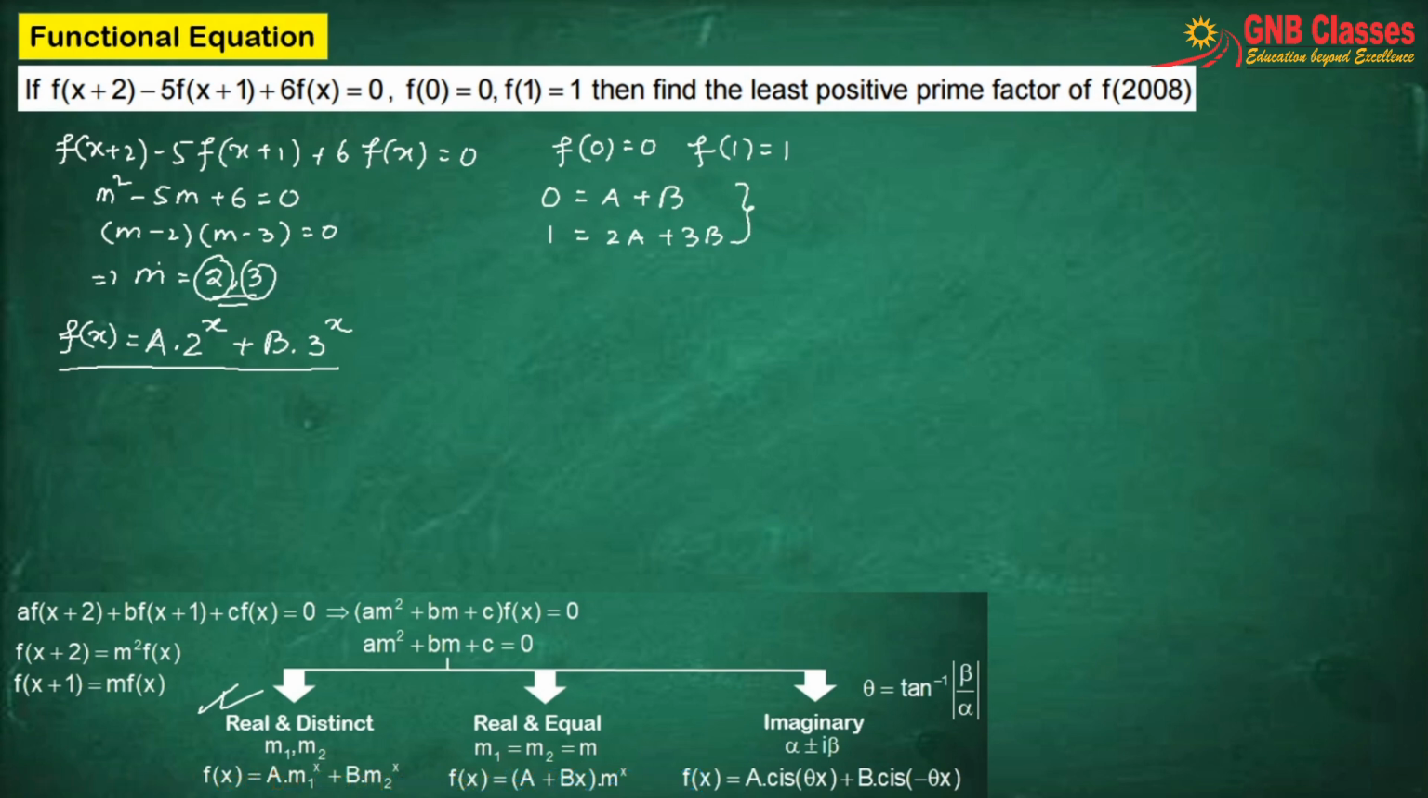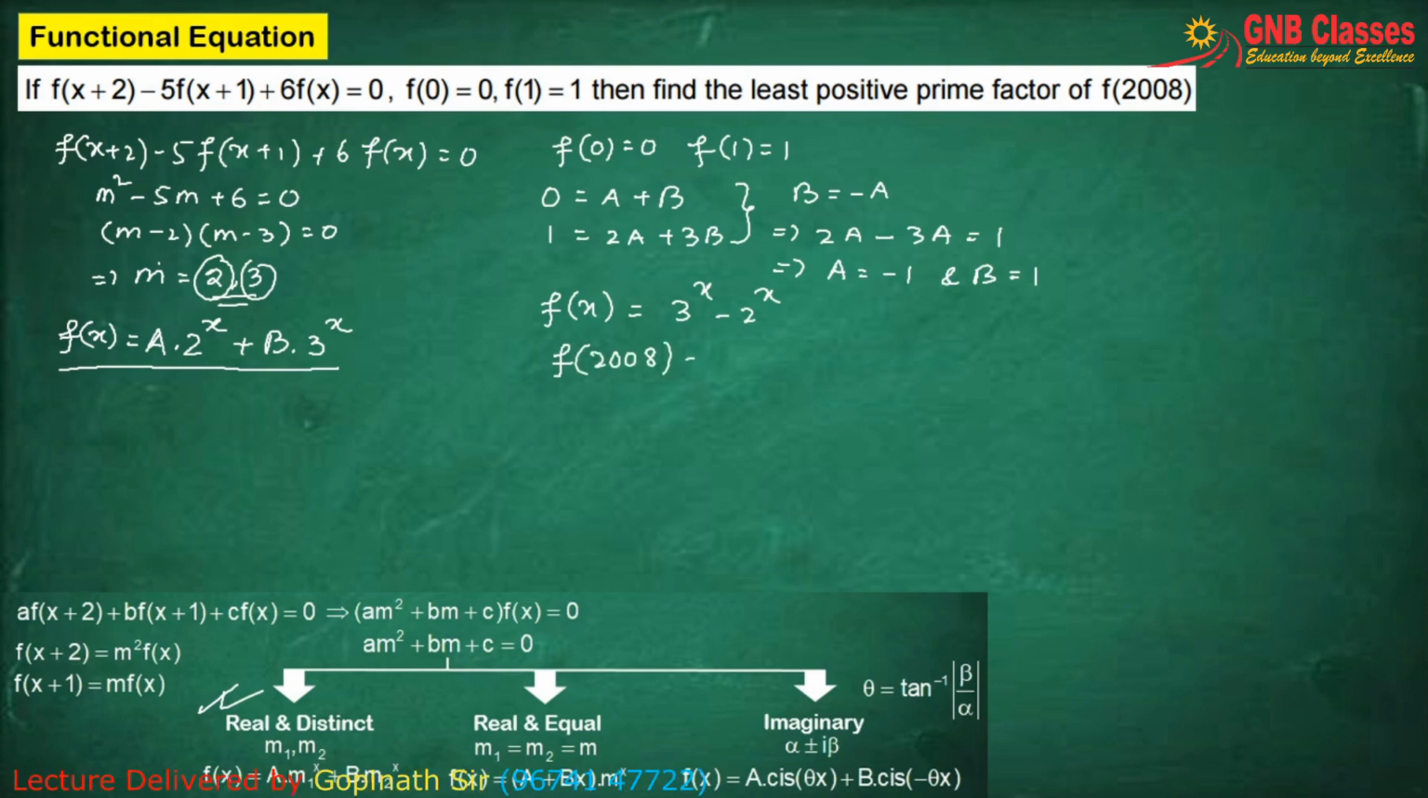Is it clear? Now we have to solve these simultaneous equations to get the values of a and b. So what we are doing here, it's a pretty simple thing. Is it clear? So we got a as -1 and b as 1. Therefore, our function f(x) becomes, is it clear? Therefore, f of 2008 will be 3 to the power 2008 minus 2 to the power 2008.